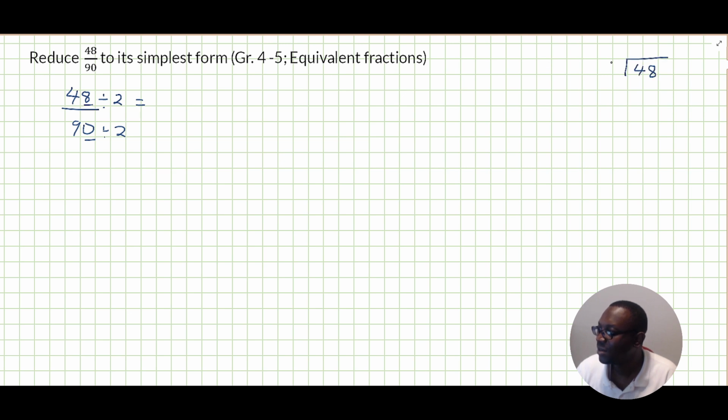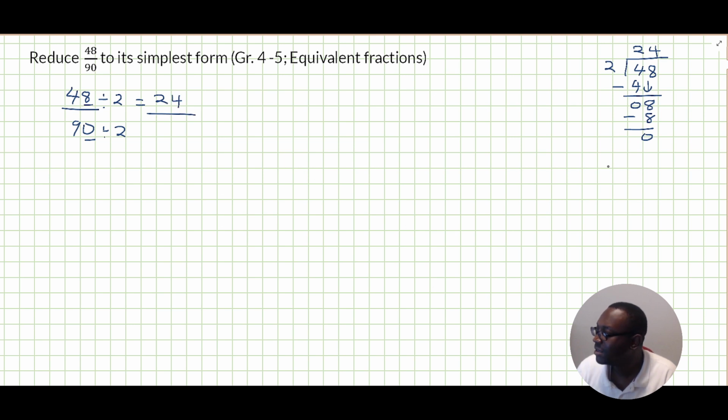48 divided by 2. We're going to divide 4 by 2. We have 2. 2 multiplied by 2, we have 4. That's a 0 here because we're subtracting. And then we bring down the 8. 8 divided by 2, we have 4. 4 multiplied by 2, we have 8. We subtract, we have 0. So this is going to give us 24.